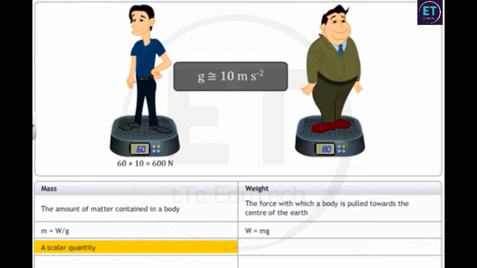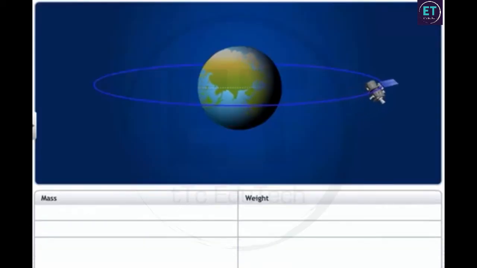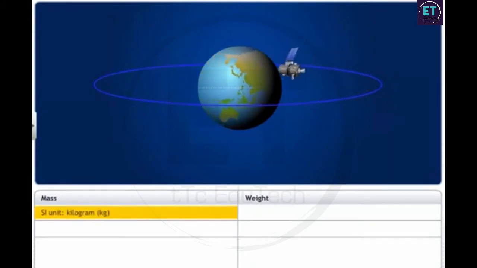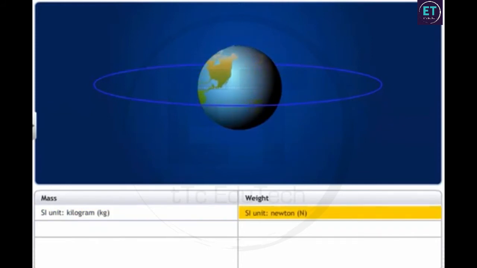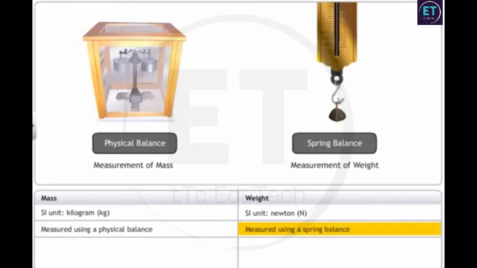Mass is a scalar quantity, hence it can never be zero. However, weight is a vector that can be zero when the acceleration due to gravity is zero, for example in space. In the SI system, mass is quantified in kilogram, while the unit of weight is Newton. A physical balance is used to measure the mass of a body. Weight is generally measured using a spring balance.